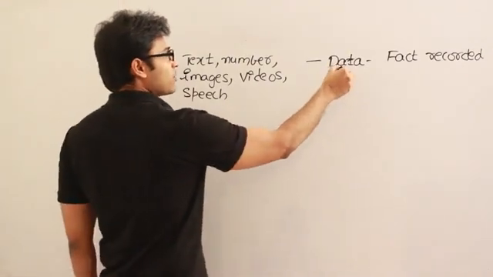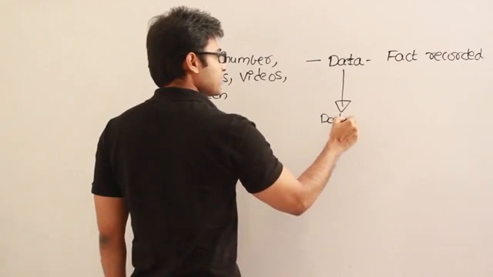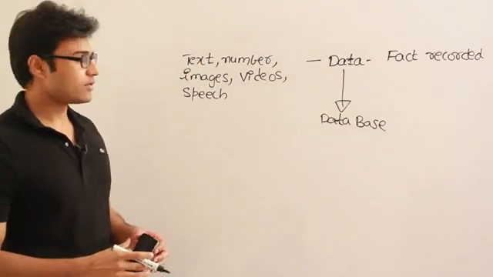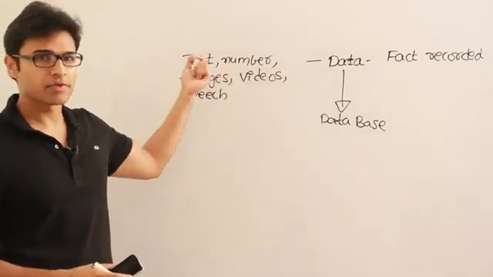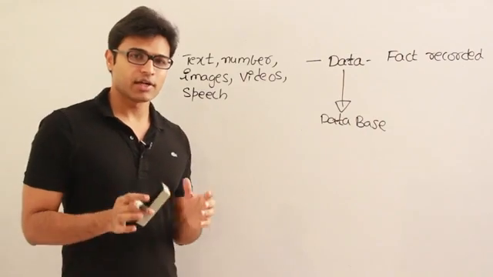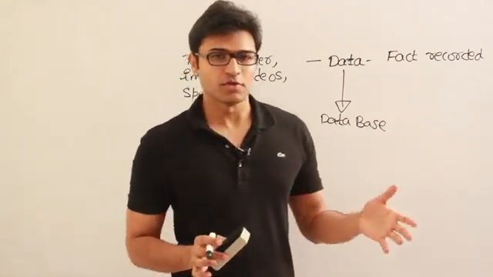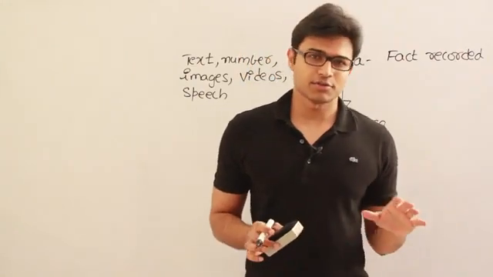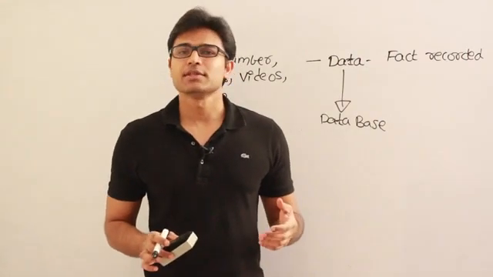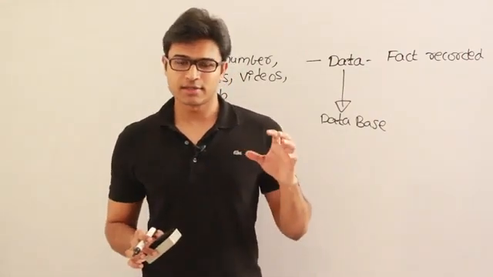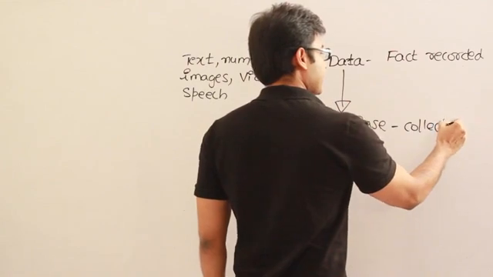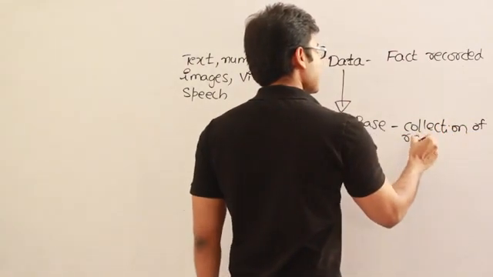And from this we are going to define database. A database is a collection of related data, which means if you take a collection of text, or a collection of numbers, or a collection of images, or a collection of videos, they are all called a database. According to this course's definition, these terms have various definitions that you can find on the internet, but in this course they are defined this way. So a database is a collection of related data.